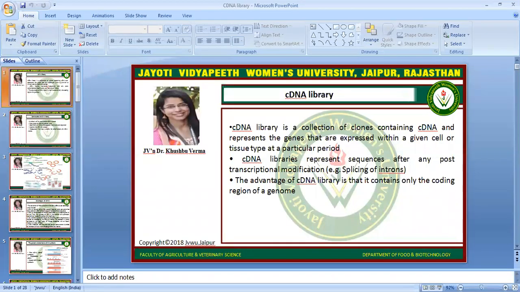Today we will discuss the cDNA library, and this session is related to the course Recombinant DNA Technology of the BTech FBT and BSc BT 6th semester programs.